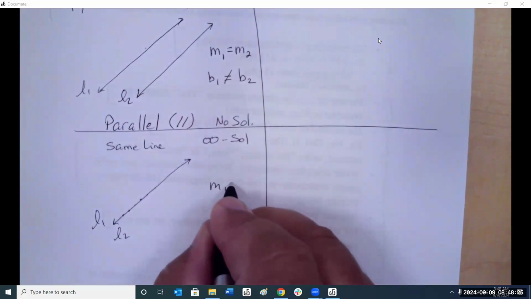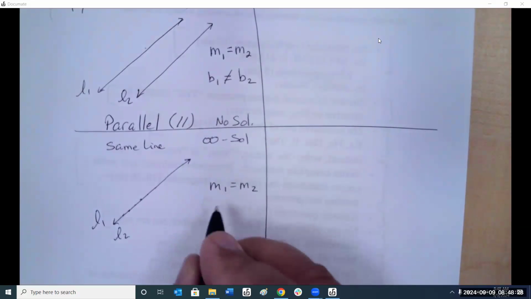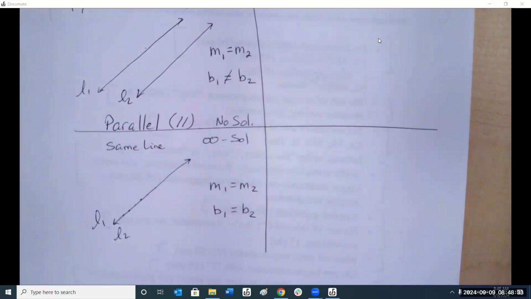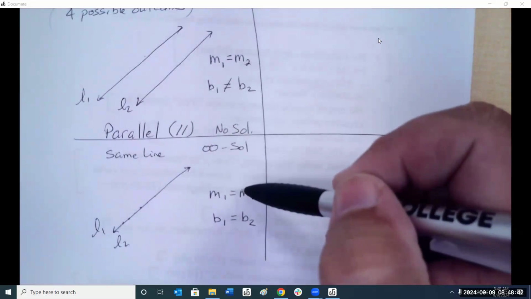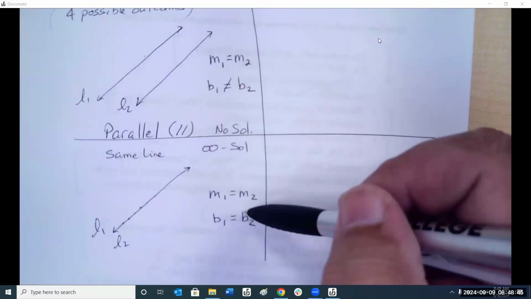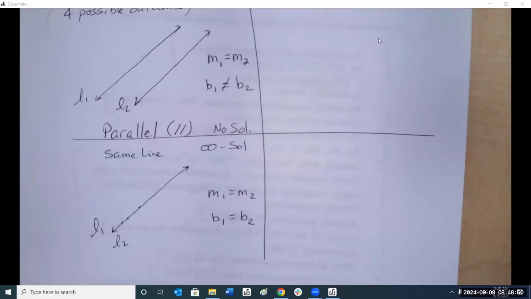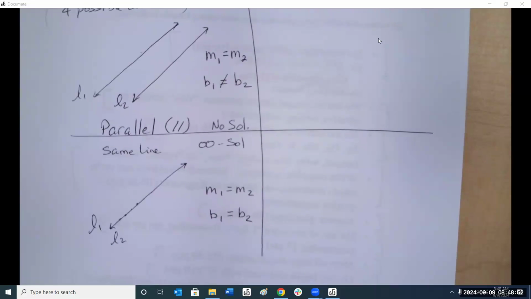If they're the same line, what do we know about the slopes and the y-intercept? The same. So the slope of line 1 equals the slope of line 2, and the y-intercept of line 1 has to equal the y-intercept of line 2. So if you have two equations and they have the same slopes, what distinguishes them is if the y-intercepts are the same or different. So that's if the slopes are the same.